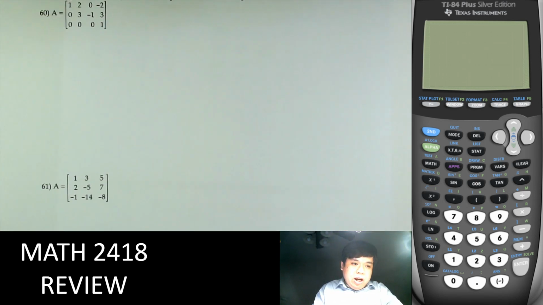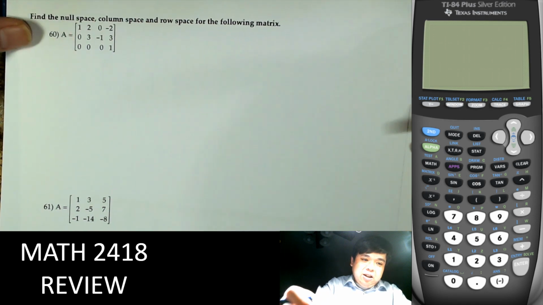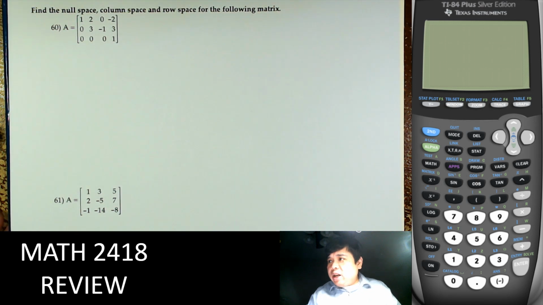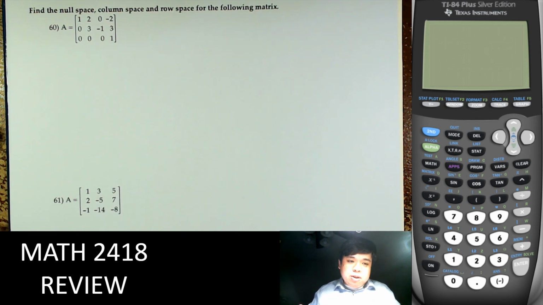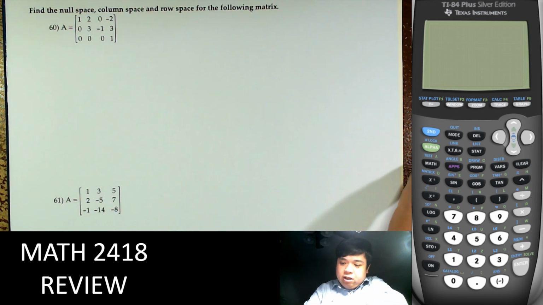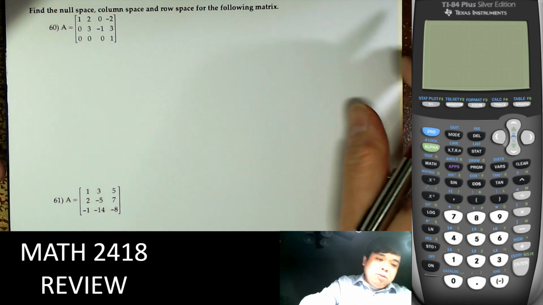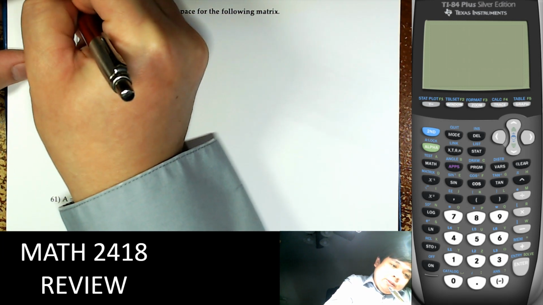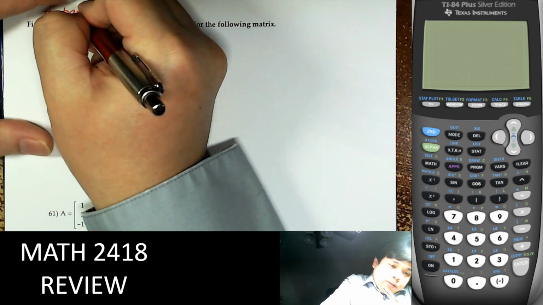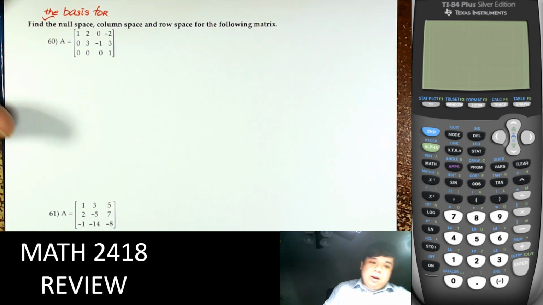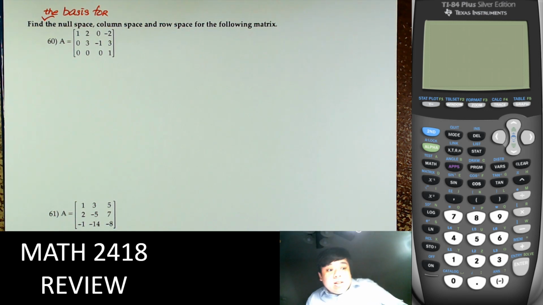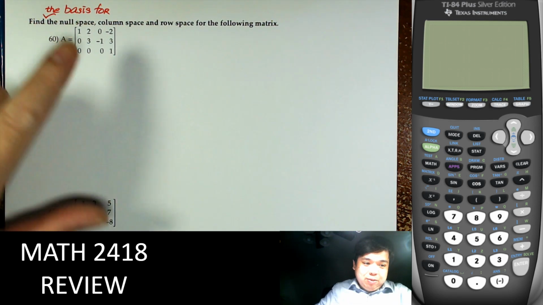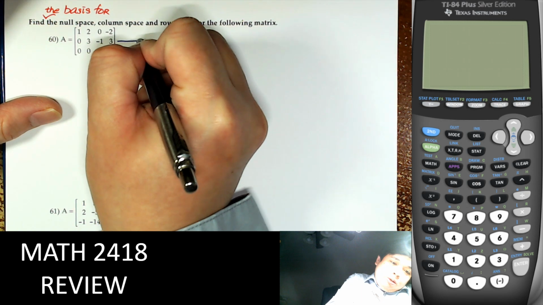The next two I will do together because they ask for the same thing. This question asks for the null space, the column space and the row space for the following matrix. So actually the question should be find the basis for each. All we do is have the matrix and do the reduced row echelon form, and we go from there. So we have the matrix A here.